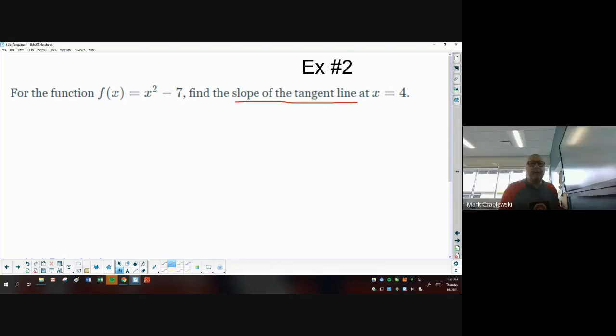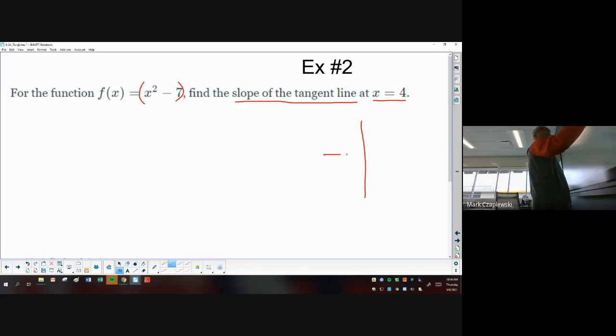Hello, everybody. I'm just going to run through real quickly how to find the slope of a tangent line. And on your worksheet, it does say slope at a point. So slope of the tangent line, slope at a point, they're all the same thing. So this is my function, x squared minus 7, and I'm trying to find the slope of the tangent line at a specific point, x equals 4.